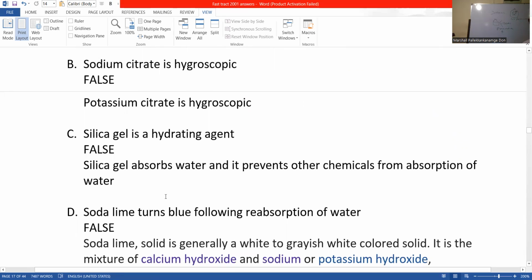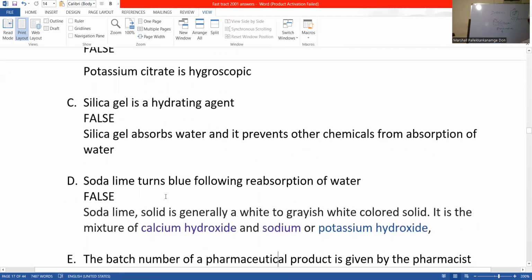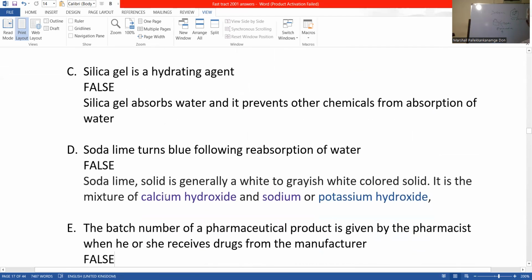Sodium citrate is hygroscopic. No, potassium citrate is hygroscopic, not sodium citrate. Silica gel is a hydrating agent. No, silica gel is a dehydrating agent. It removes water.